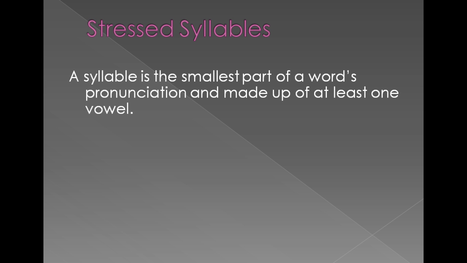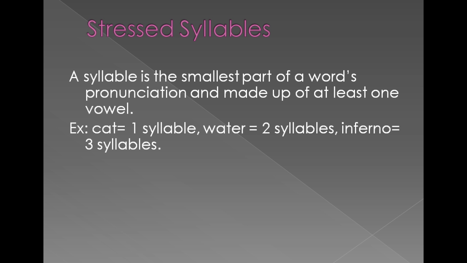A syllable is the smallest part of a word's pronunciation, and it's made up of at least one vowel. So, for example, cat is one syllable, has one vowel in the middle, so we know we can't have any more than just one syllable. Water, on the other hand, has two different sound units, wa and ter. Two syllables, A in the first, E in the second. Inferno is three syllables, three basic sound units, inferno, and three vowels, I, E, and O, so a three-syllable word.